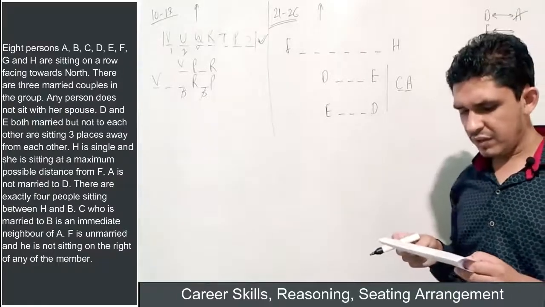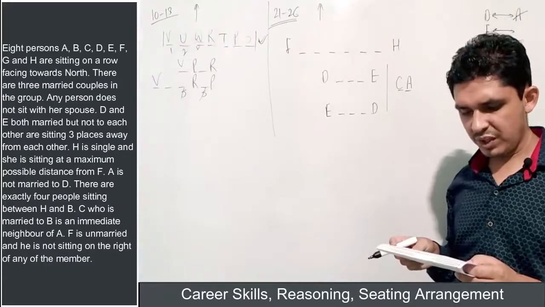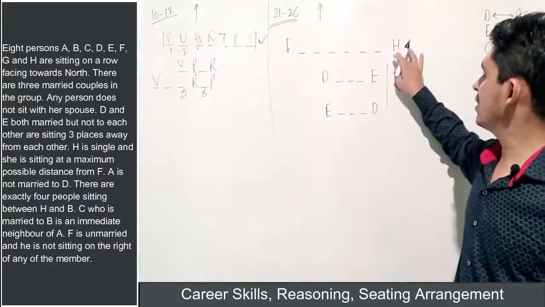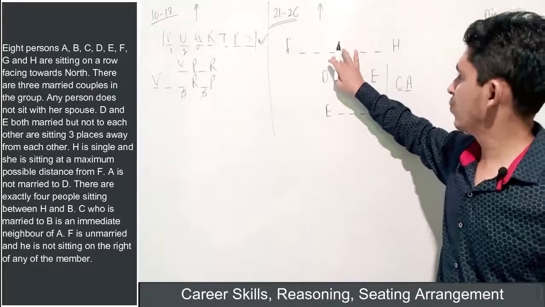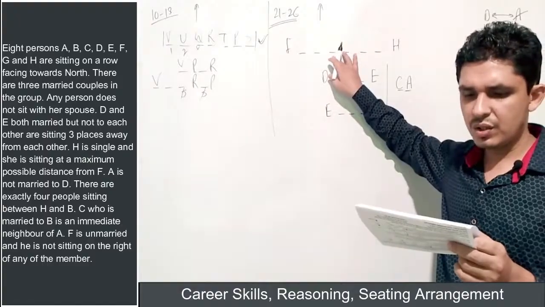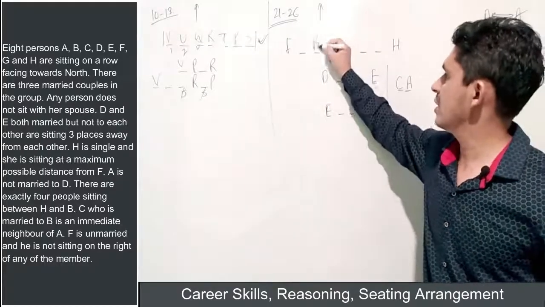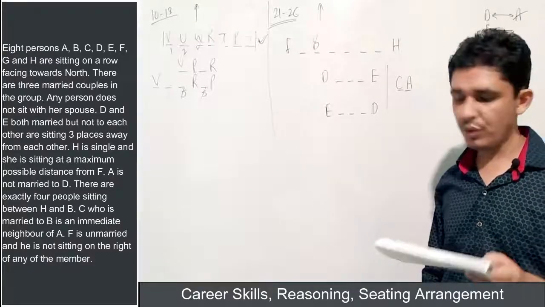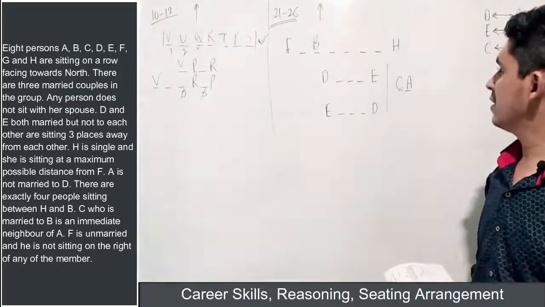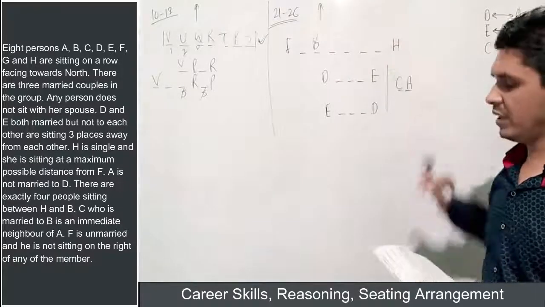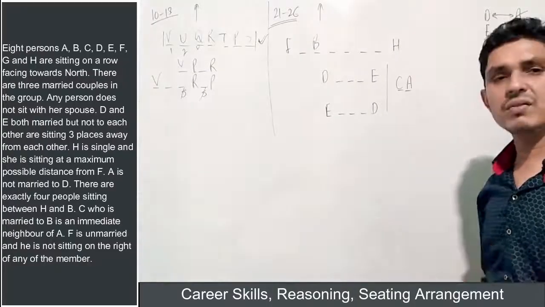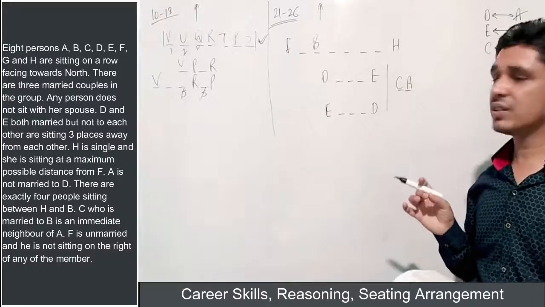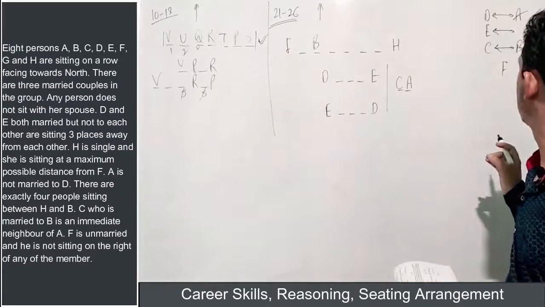right? Thereafter we have one more arrangement, like there are exactly 4 people sitting between H and B. So if H is here, 1 2 3 4 people sitting between H and B, that means B must be here. So this is done, right? Okay, so if we start putting the arrangement, what can be here? We have to keep one statement in mind, that any person is not sitting with his or her wife, right?